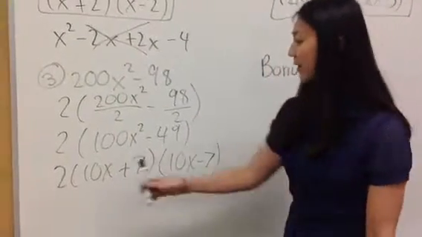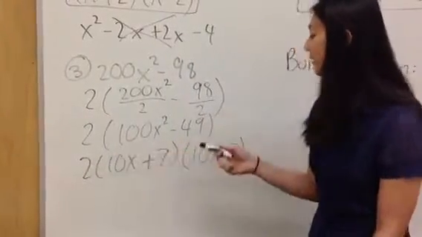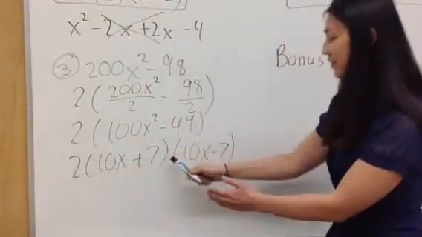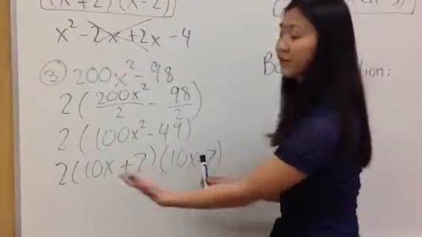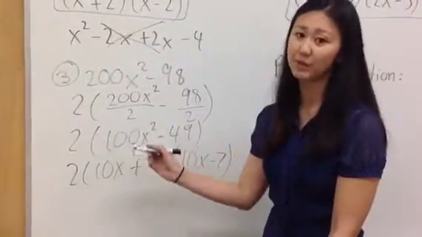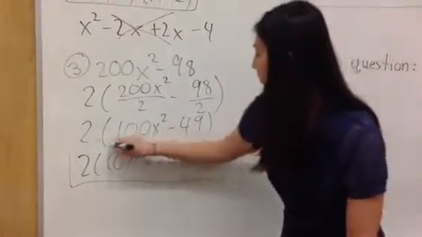Notice how I only have the 2 right there. I don't have the 2 in both places, because if I had it in both places, that would mean I have a 2 times this other 2. I only want one 2 out there, so I'm just going to leave it out there in the very front. That's the only place it's going to show up. So there's my answer. And here is your bonus question.